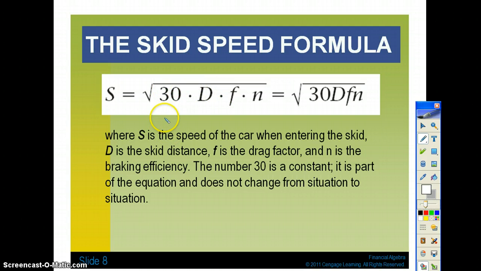So sometimes when you may be watching the news and it may say that an accident occurred and somebody was traveling 70 miles per hour, they're able to determine that because of these other things that are in the formula. So that's what the S represents. 30 is just a constant. It will always be in our formula. D, that's your skid distance. F is the drag factor that we talked about based on the surface that you're driving on. And then N is the braking efficiency. All right, so those are our 4 different variables. So when we look at this, we'll say that our speed equals the square root of 30 times D times F times N.